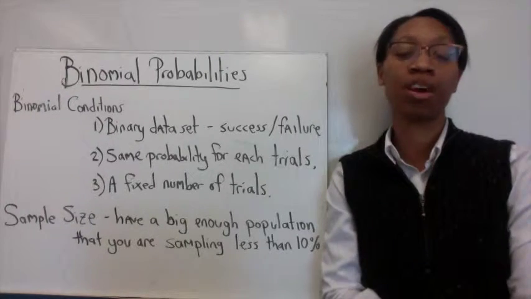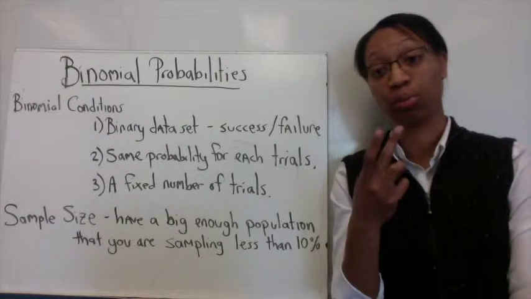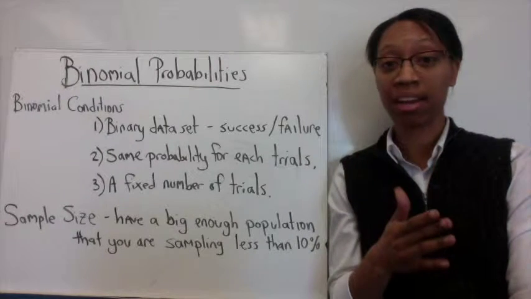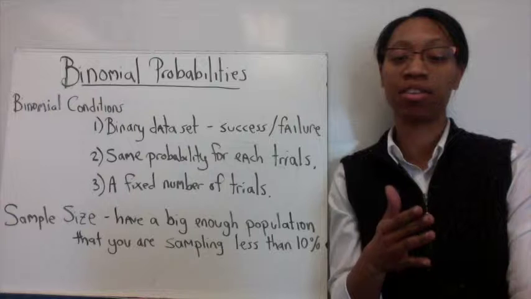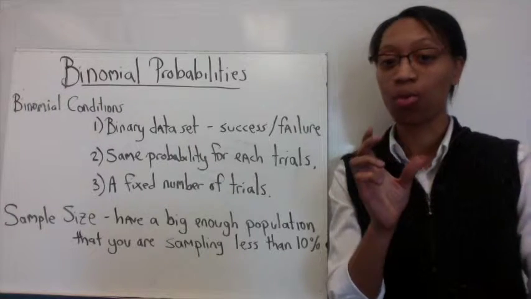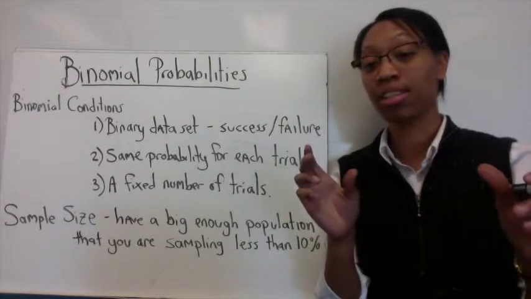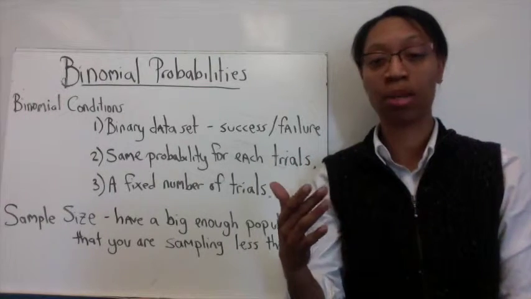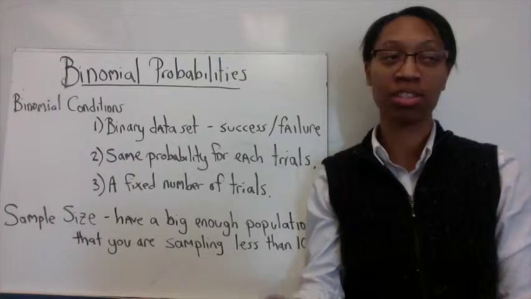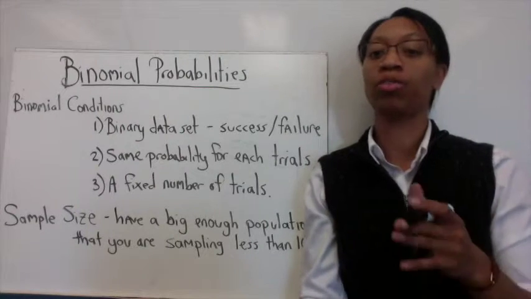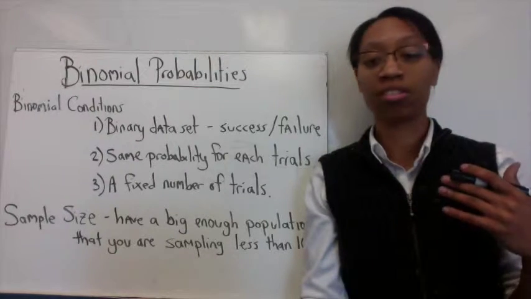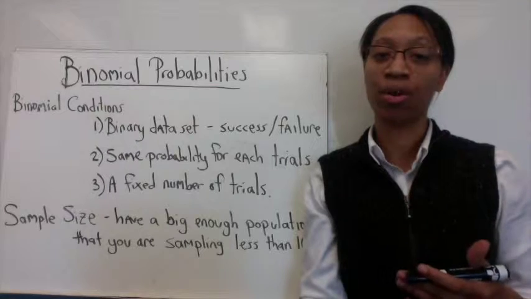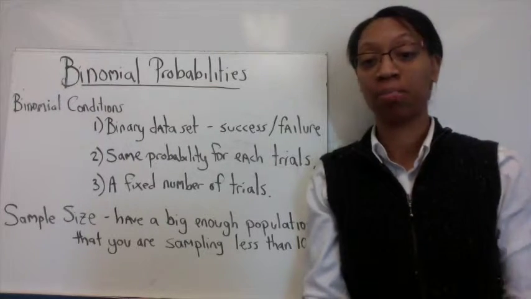The first is that you have to have options, only two. You have to have a binary data set, which means to say that you can either have a success or you can have a failure. For instance, when I flip a coin, the coin either comes up heads or it comes up tails. There's only two options. Either you voted or you did not vote. Either the answer is yes or the answer is no. There can be no maybe.